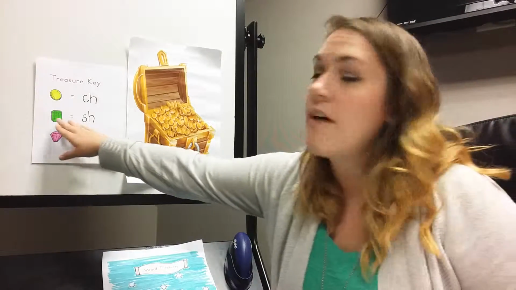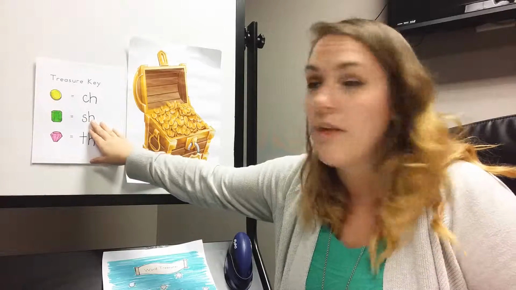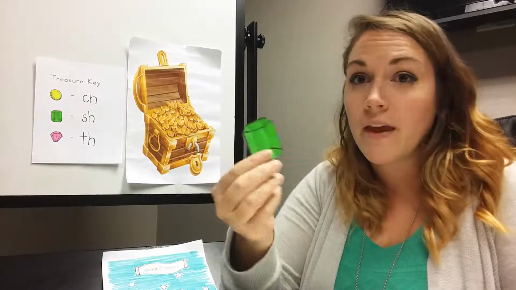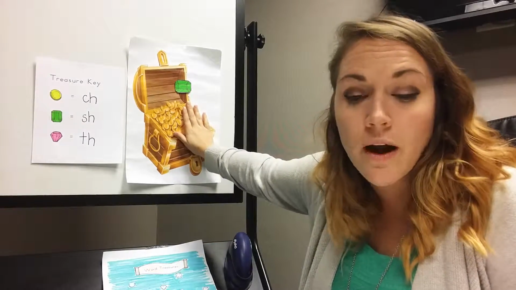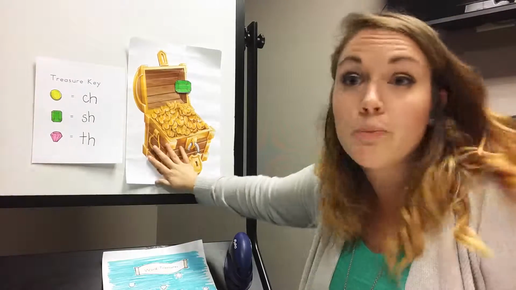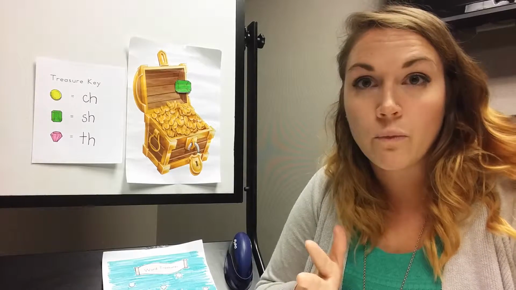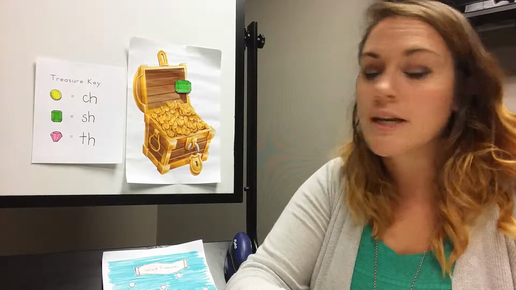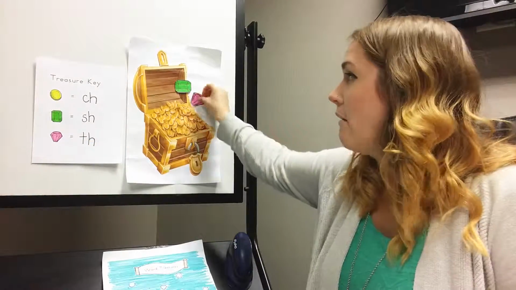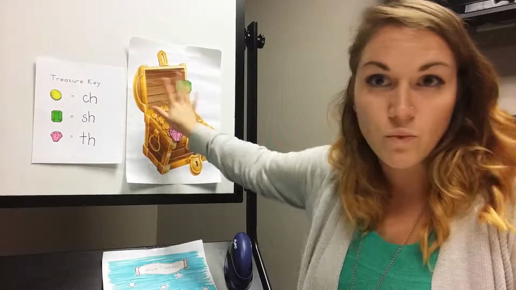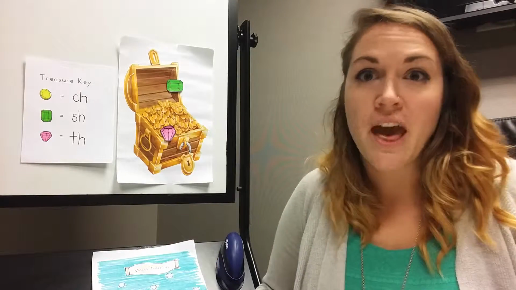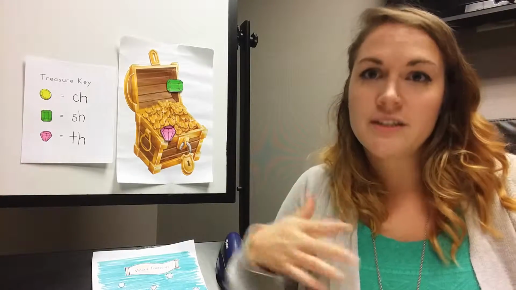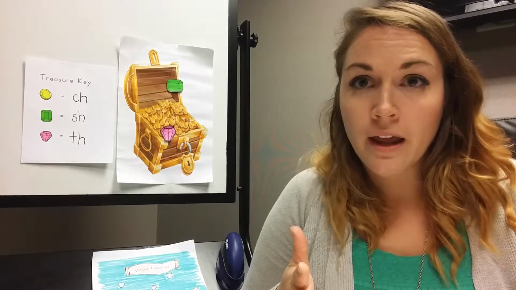And I would have them find the jewel that matched that sound, and they would take the jewel and put it on the treasure chest wherever they felt they wanted to put it. And I feel like that would get them up and moving around, and they would find the sounds and place them wherever they want. I feel like that helps to really engage them in the activity as opposed to just sitting in their seats and coloring on a piece of paper.